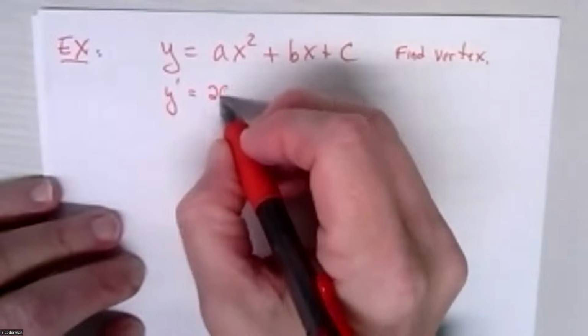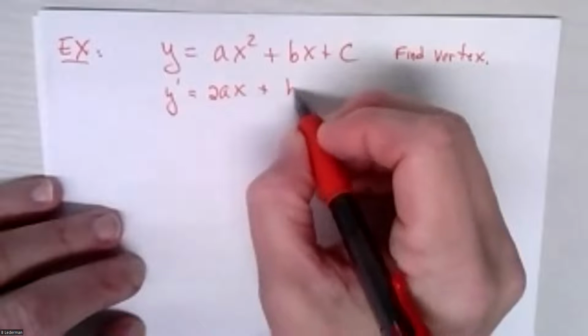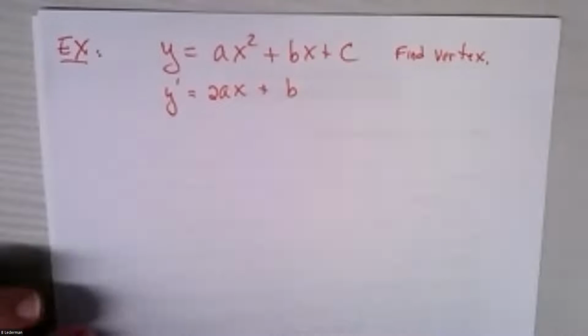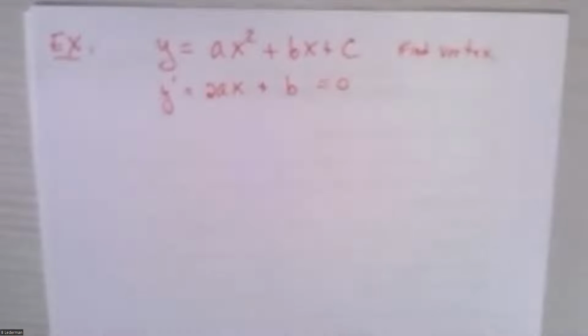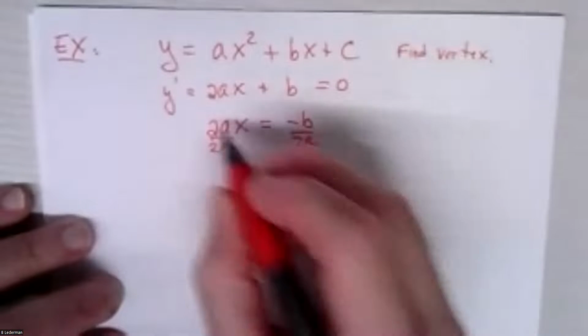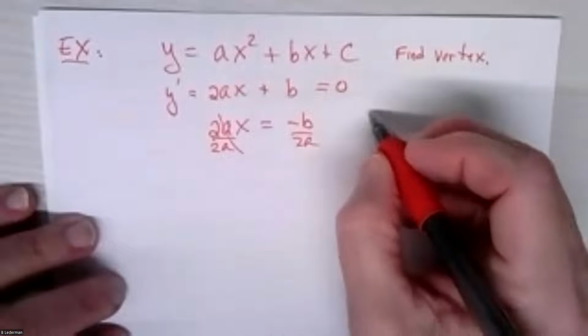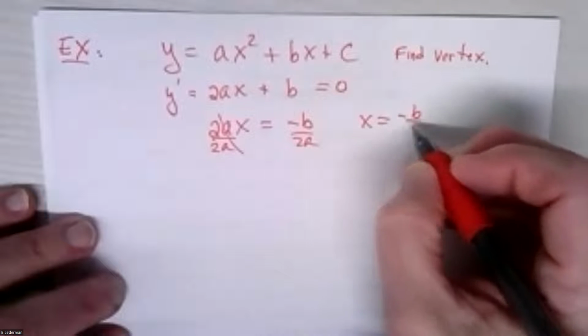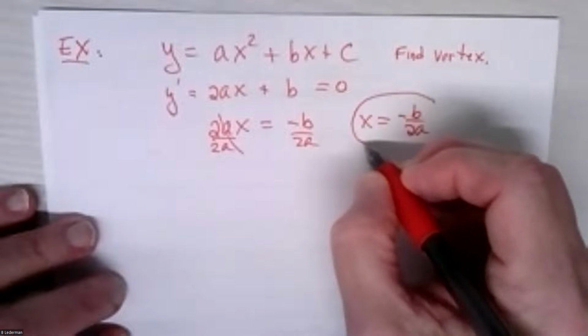y prime is equal to 2ax plus b. I want to set y prime equal to 0 to find the critical numbers. And I get 2ax equals negative b. I bring the b over to the other side, and then I divide everything by 2a. And I get x equals negative b over 2a, which is something you should remember.